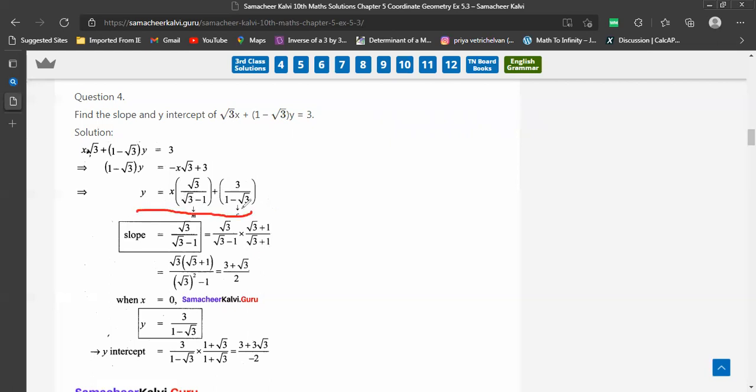So after getting this equation, you just have to assume the coefficient of x is m. So that's going to be your slope. So slope is equal to root 3 upon root 3 minus 1. Okay.